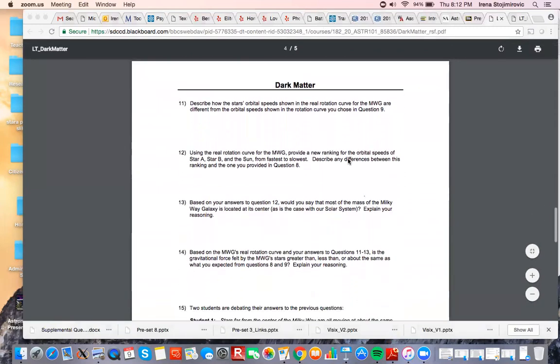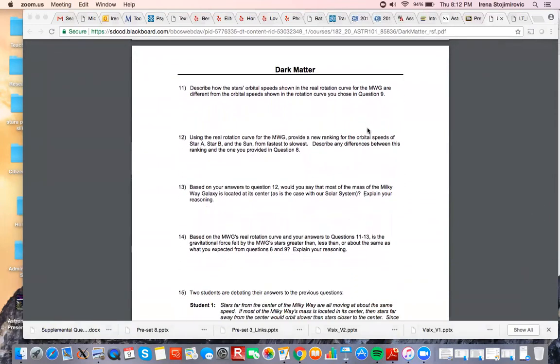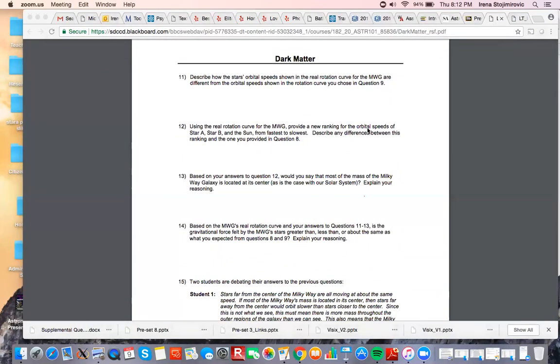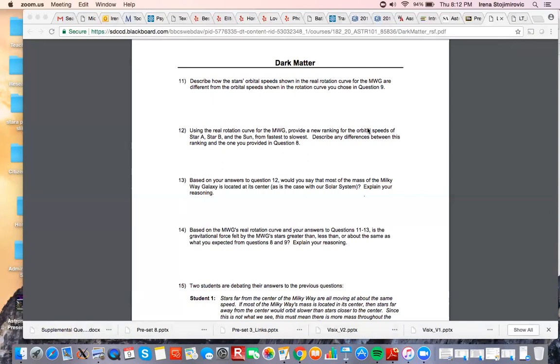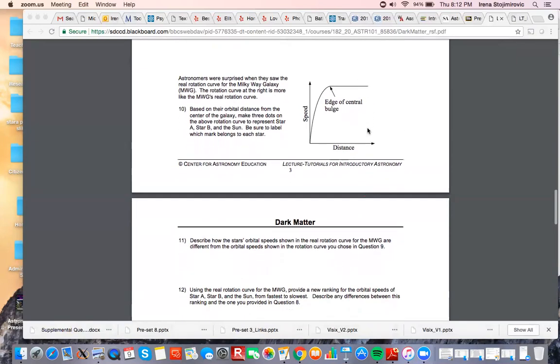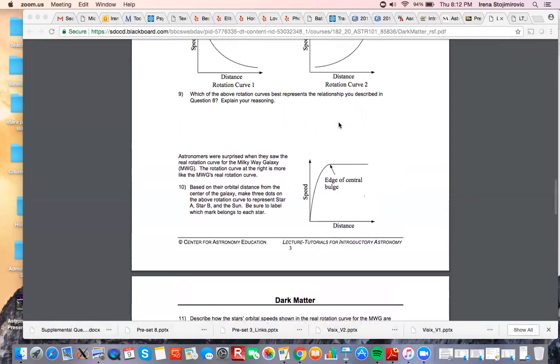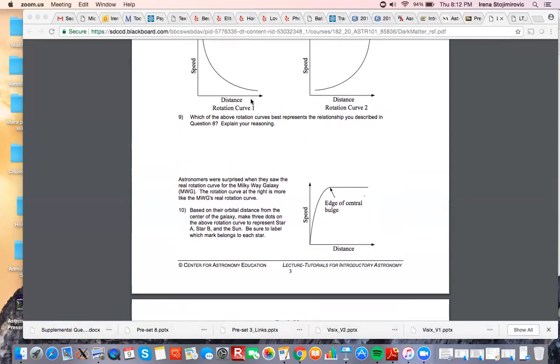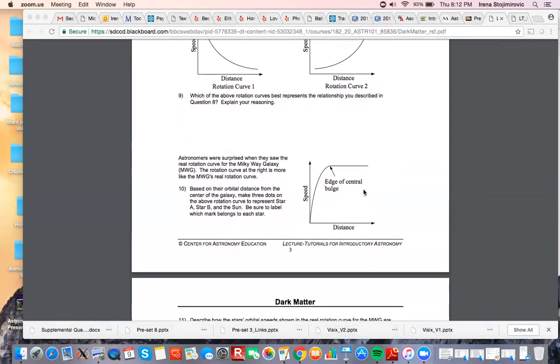Okay, so now you want to take Chad? Describe how the stars' orbital speeds shown in the real rotation curve for the MWG are different from the orbital speeds shown in the rotation curve you chose in question 9. Question 9, it's dropping off. It's the distance squared law. And the other one increases to a plateau and stays there right after a central bulge.